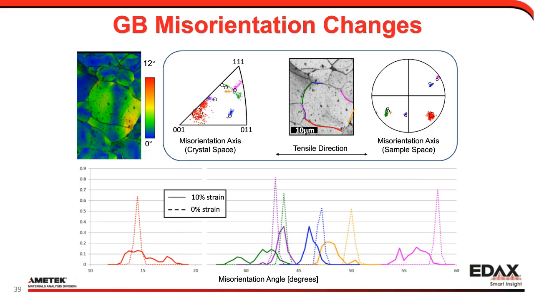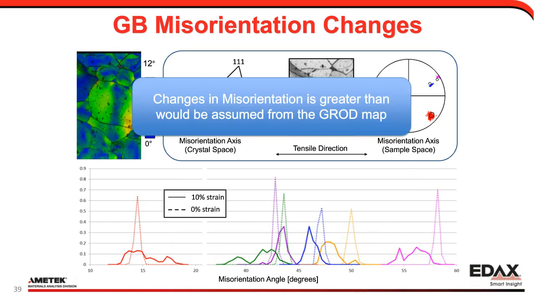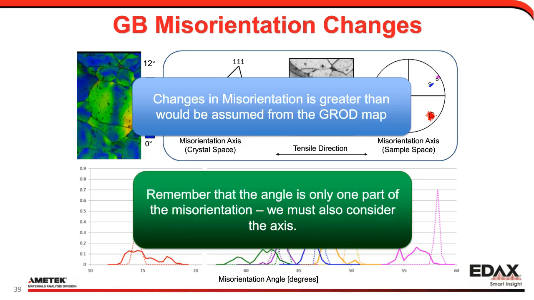But it's also important to recognize that the changes in misorientation seem to be greater than we assumed from the GROD map. You're seeing misorientations here of a fairly large amount, more than what we were seeing within the grain itself. But we have to remember that the angle is only one part of the misorientation. We also have to consider the axis of rotation.